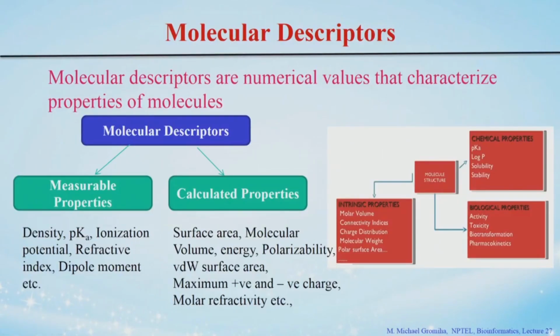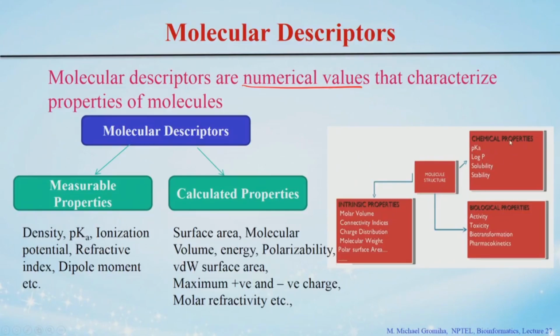If we go to the molecular descriptors, what do you mean by molecular descriptors? These are the numerical values, the property values, that characterize the properties of the molecules. There are various types of properties. For example, some properties you can measure, such as density if you have the compound, pKa and refractive index. Some properties you can calculate, for example surface area, van der Waals surface area, molar refractivity. Then there are different types of properties like chemical properties, biological properties or intrinsic properties.